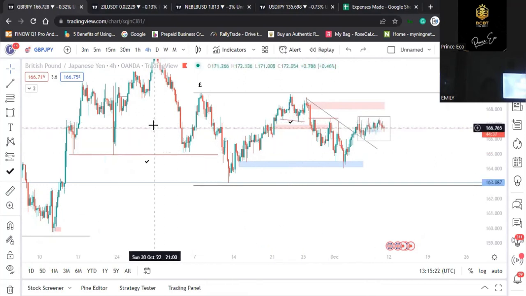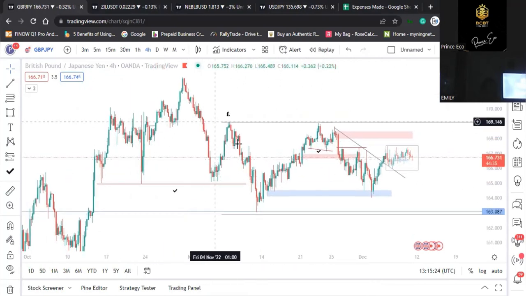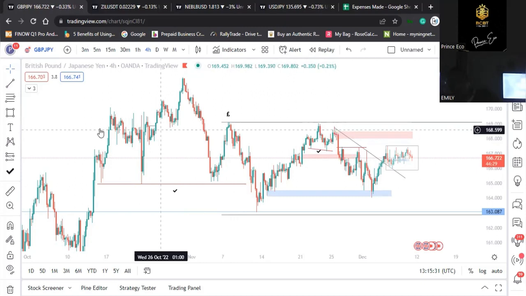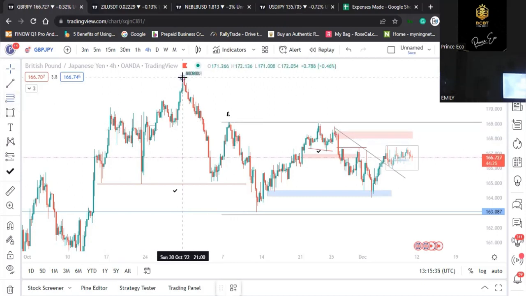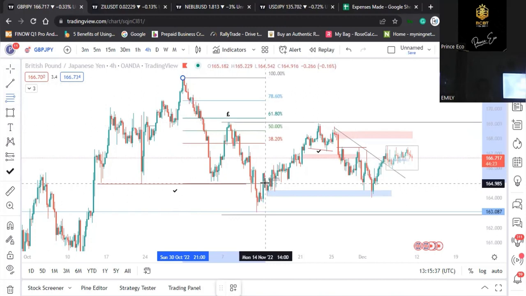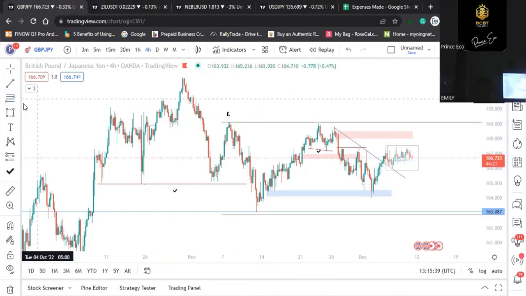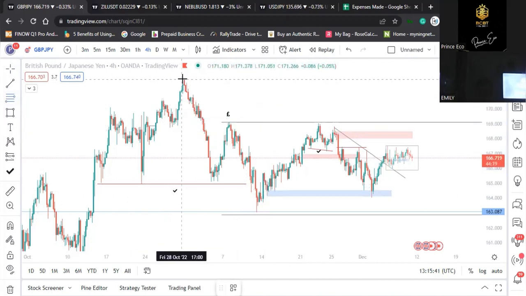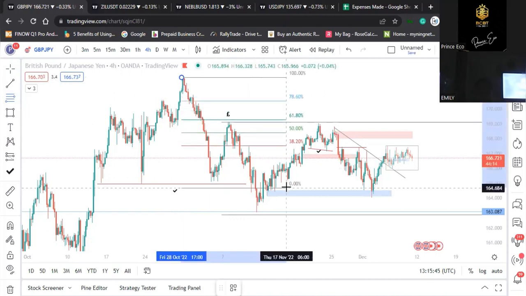Let me not waste your time. Okay, so where were we? We were somewhere around here. You said you don't want to miss this move. Maybe I'll use the 15 minutes in case I'm trading intraday. I told you it's supposed to start around this zone, so let me use my fib from here to here.